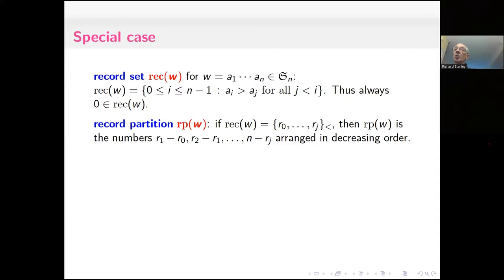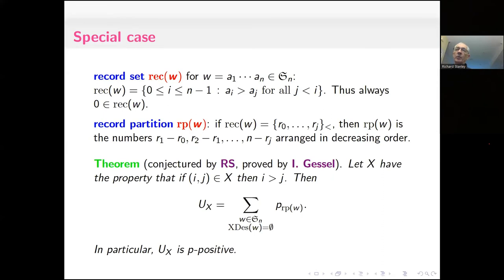The record partition of W, RP of W, is a partition that records the differences between the elements in the record set. So the elements r1 minus r0, r2 minus r1, et cetera, arranged in decreasing order so that they form a partition. So let me state this theorem that I conjectured and was later proved by Ira Gessel. Suppose X has the property that every descent is an ordinary descent. That is, if j is in X and i is greater than j, then there's a very nice combinatorial interpretation of the expansion of U_X in terms of power sums. In particular, the coefficients are positive. We sum over all permutations in S_n whose X descent set is empty.